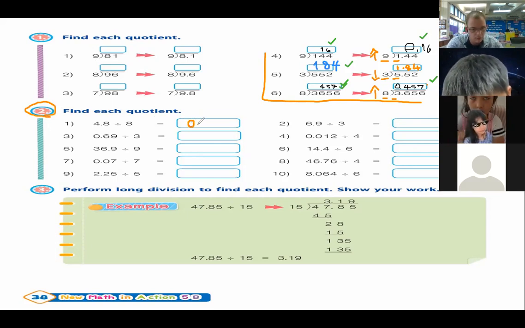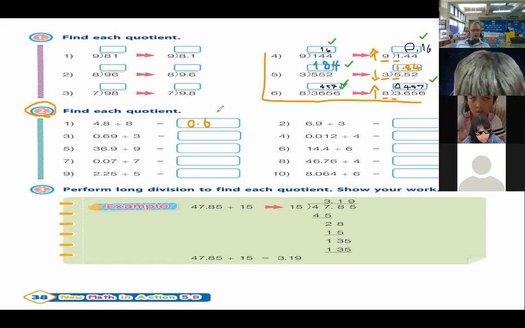So 0.7. No, it's not. 48 divided by 8 is 6.